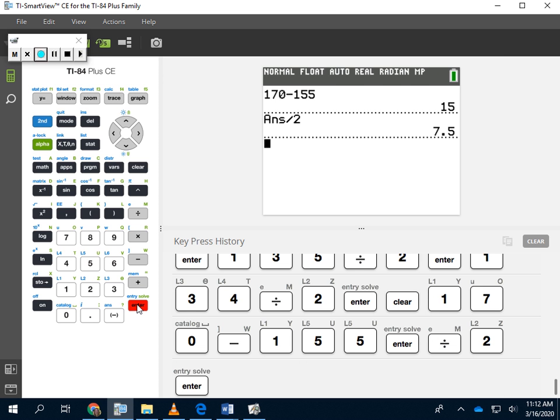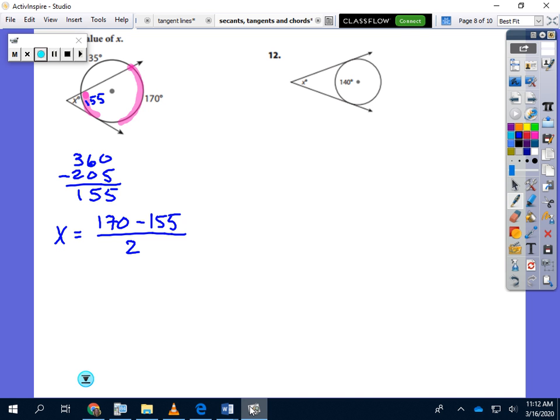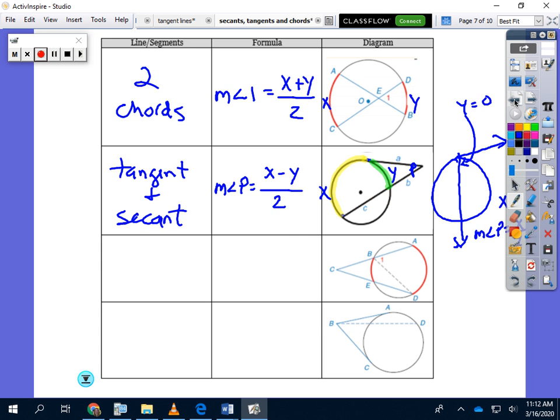7.5. Did I do that right? So it's going to be 7.5, the measure of x, because the difference, 15, divided by 2 is 7.5. Okay, so that's how you do a tangent and a secant.